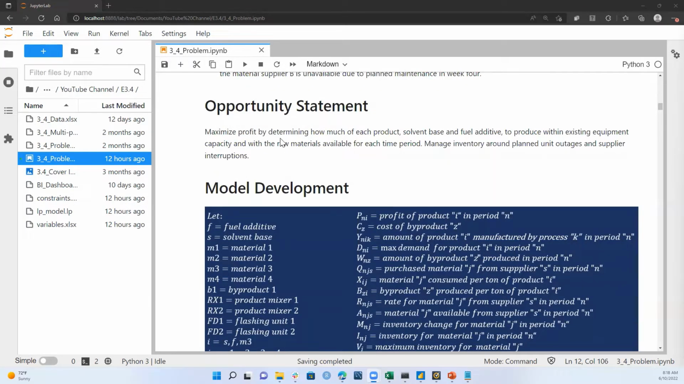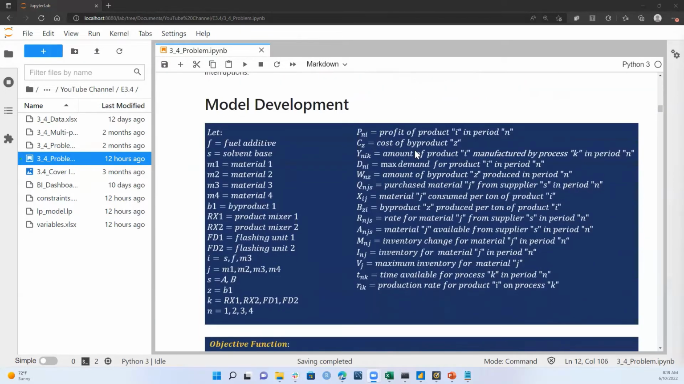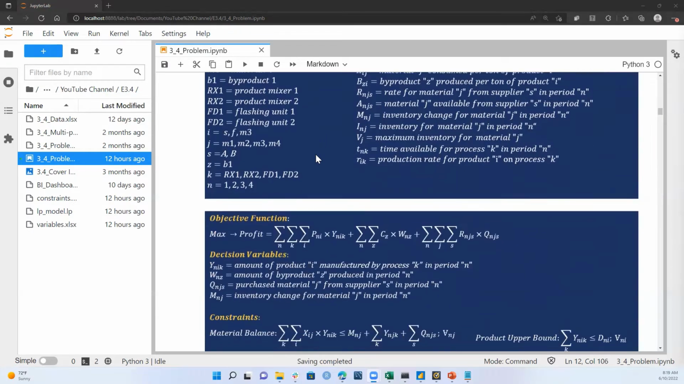We're going to maximize profits by determining how much of each product, solvent base and fuel additive, to produce with an existing equipment capacity and with the raw materials available for each time period. One new addition to the opportunity statement is that we also have to manage our inventory around planned unit outages and supplier interruptions. With that, we're ready to move on to model development. I'm going to cover the specific definitions and parameters first, and then move into the mathematical model.